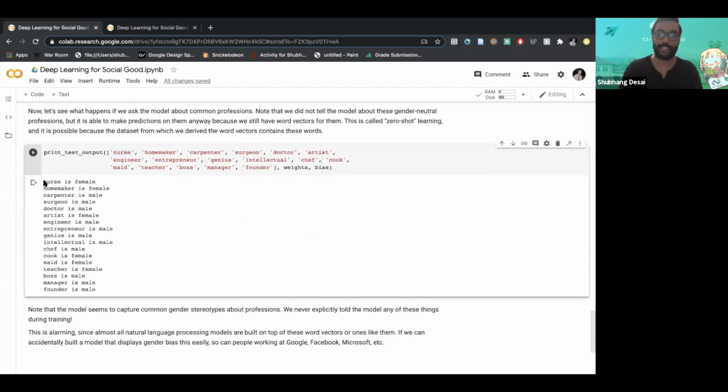Okay, yeah, so this is not looking too good for us. Nurse is female, artist is female, genius is male. This is interesting. Chef is male versus cook is female, boss is male, etc. It seems like every single one of these professions has attached to it our stereotypical thoughts on how these occupations are associated with gender.